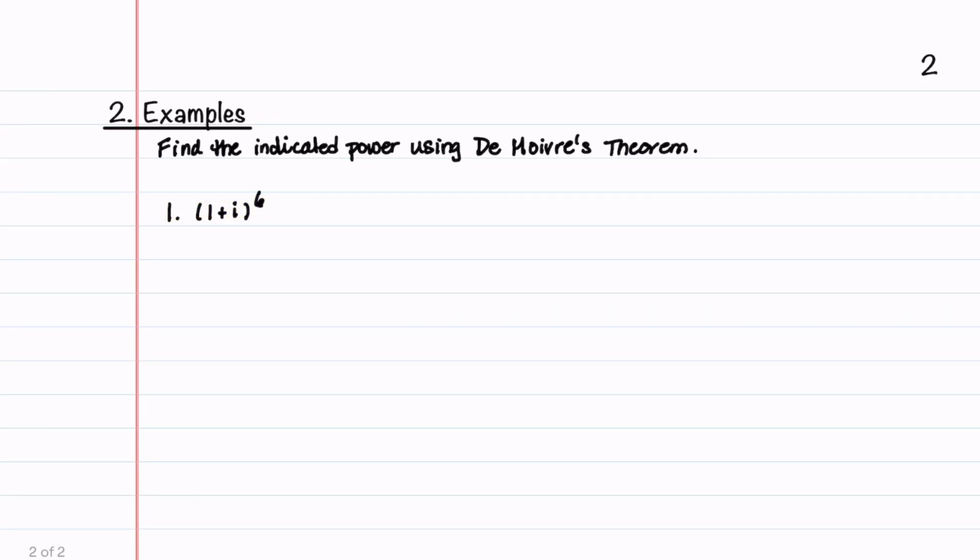In this video, I'm going to walk you through examples of finding powers of complex numbers. Our first step is to find r. r is the square root of a squared plus b squared, and this is equal to the square root of 1 plus 1, which is equal to root 2.